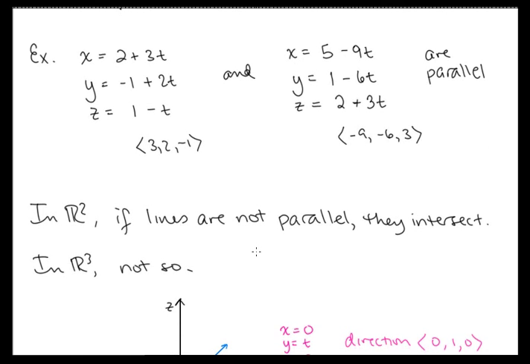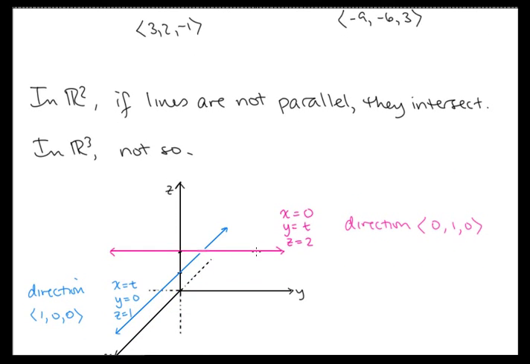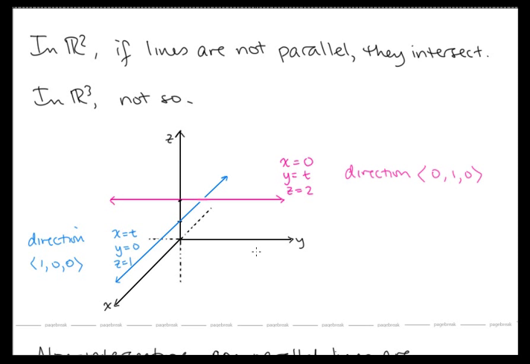Now, in two-dimensional space, we know that if lines aren't parallel, they intersect. But that's not so in three-dimensional space. And here's an example. Our blue line here is x equals t, y equals 0, z equals 1. So we're moving in the x direction. That's the only change that we're getting. Y is staying stationary at 0 and z is staying stationary at 1. So we've got this line that's just coming forward and back in the x direction, and its height is at 1, z equals 1. Then we have this pink line that's moving off in the other direction.